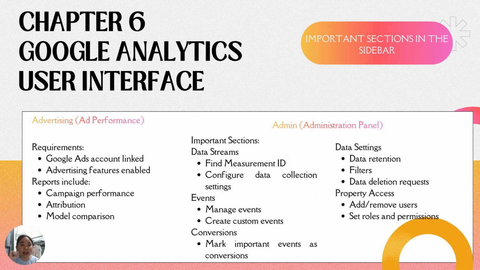About advertising, the requirement is a linked Google Ads account. Advertising can be enabled as a feature, and the reports also include campaign performance and attribution model comparison. About the admin, it is an important section because it includes the data streams, event conversions, data settings, and also the property access.